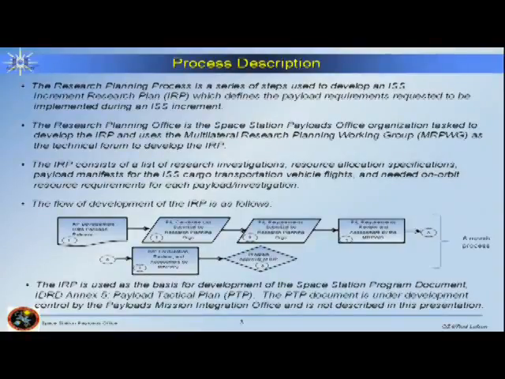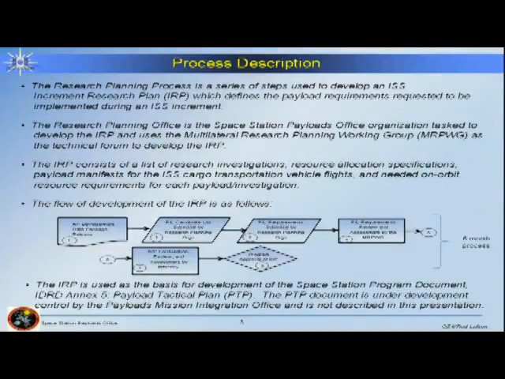But the IRP consists of research investigations, resource requirement specifications, manifest items for the transport vehicles that we use, whether it's HTV or shuttle or ATV, or the Progress vehicles, and also items that are needed to implement the requirements on orbit, like crew time, resources, power, data, that type of thing.